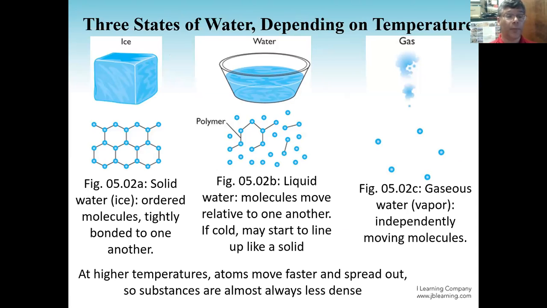In solid water, again, the water molecules are arranged into crystals, a regular repeating pattern, and bound to each other. In liquid water, the molecules are able to move around relative to each other. When it gets very cold, you start to get some of them lining up. You're kind of starting a little bit on building ice-type structures. And then gas, of course, water vapor. The individual water molecules are moving around independently. The higher the temperature, atoms are moving faster and tend to spread out more.